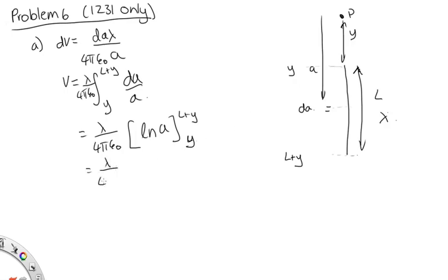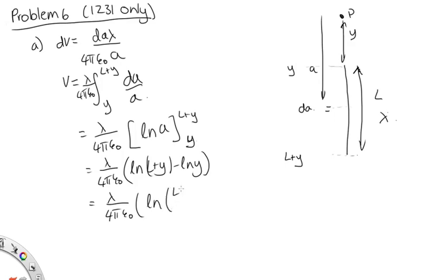So that is lambda over 4 pi epsilon naught times log(L plus y) minus log y. Because we're subtracting logs, we can just divide inside the log. So we've got lambda over 4 pi epsilon naught times log of (L plus y) over y. And so that is our voltage at P. Now part B says use the result of A to compute the component of the electric field at P in the y direction along the line.